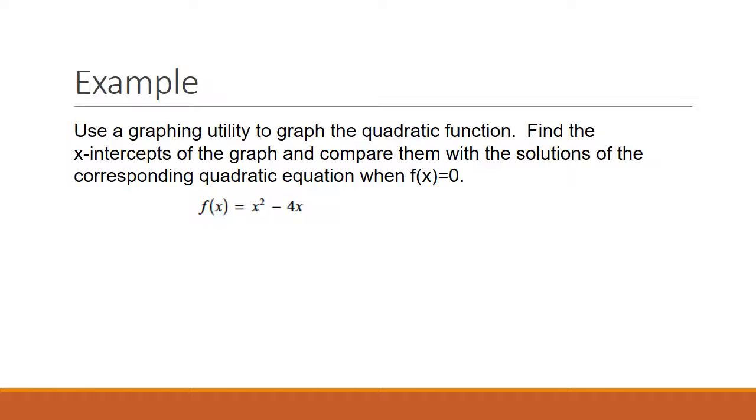Okay, now you're going to use a graphing utility, which means your calculator, to graph the quadratic function. You're going to find the x-intercepts and compare them with the solutions of the corresponding quadratic equation when f of x equals 0. In other words, you're going to graph this on your calculator and use the calculate zero function, and then you're also going to do x squared minus 4x equals 0 and solve, and compare the solutions and see that you got the same thing. Pause the recording, give this a try, and resume to check your answers.